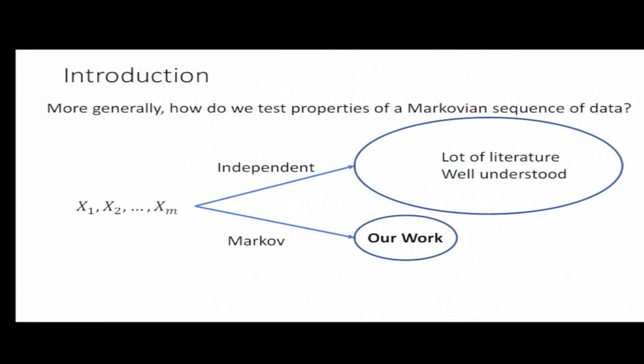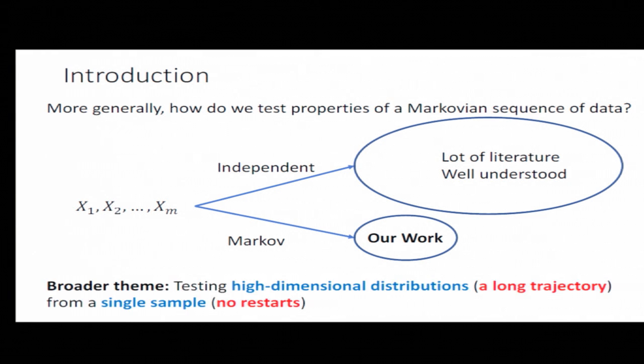In general, when we have a sequence of observations x1 through xm, property testing and other statistical questions have been studied a lot when this data is coming from an independent, or moreover i.i.d., process. Both finite sample analysis and asymptotic analysis are well understood in this setting. However, when we impose a Markovian dependent structure on this data, much less is known about how we can do inference tasks or property testing tasks, and our work explores this direction.